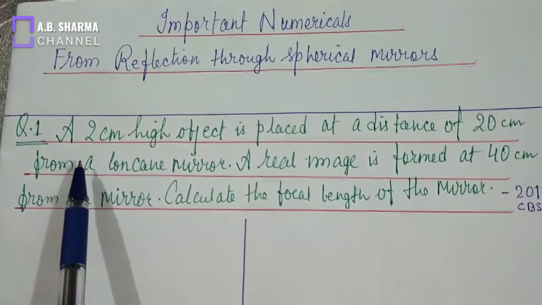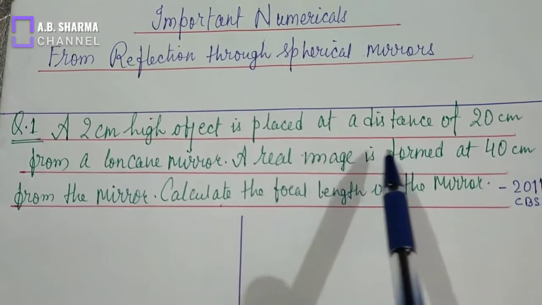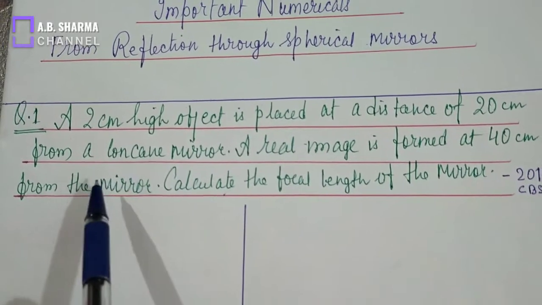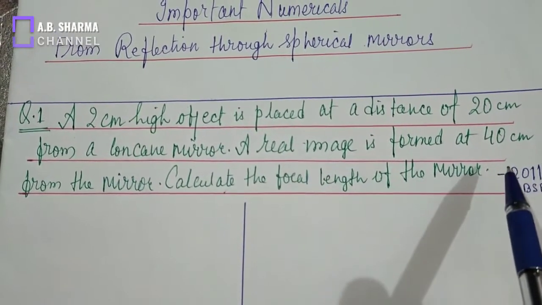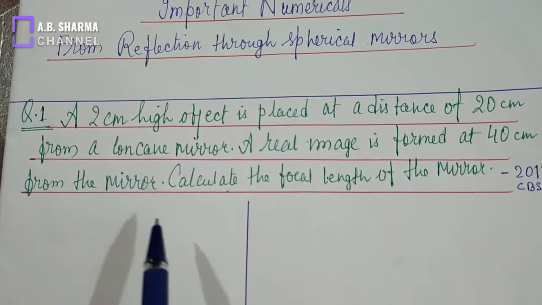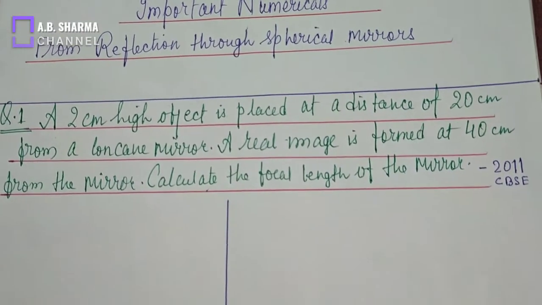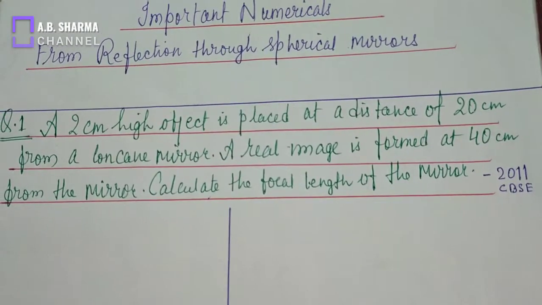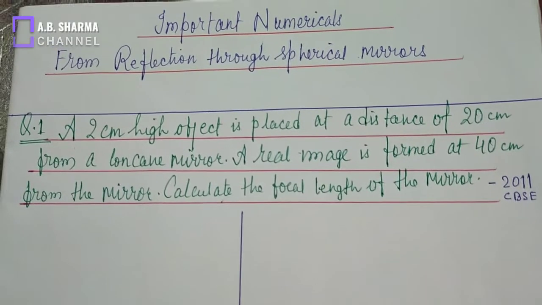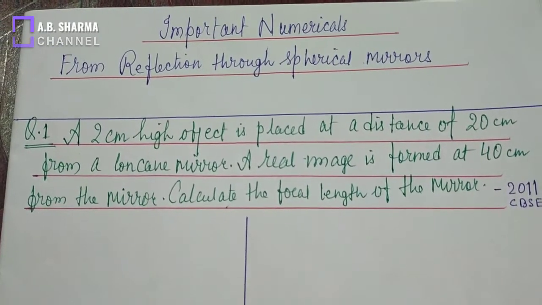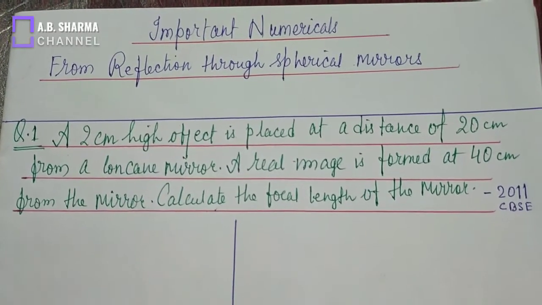First question is that a 2 centimeter high object is placed at a distance of 20 centimeter from a concave mirror. A real image is formed at 40 centimeter from the mirror. Calculate the focal length of the mirror. So how will you calculate? First, try it by yourself by pausing the video. Pause the video and try it by yourself.